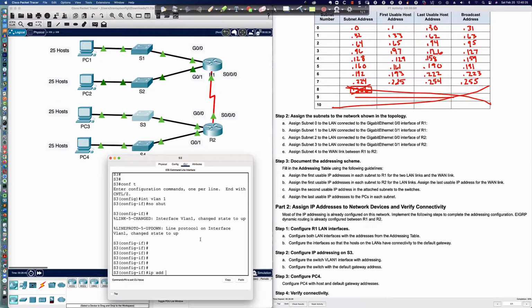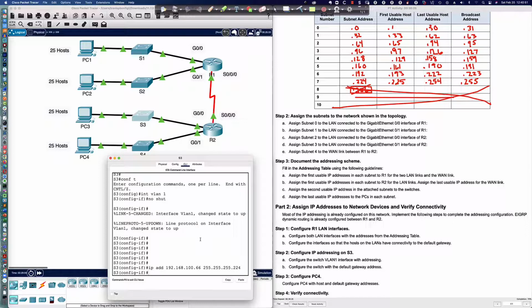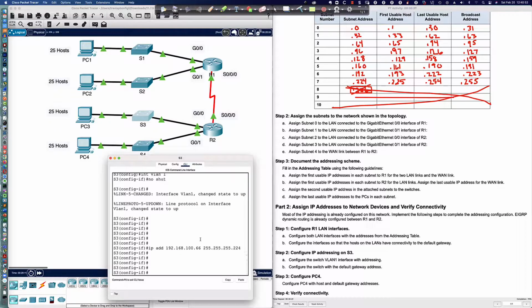So IP address, and this is the gig 00 interface. This is going to be subnet number 2, the third subnet. And so the second usable in subnet number 2 would be 66. So let's say 192.168.100.66, and we'll put that in. Very familiar subnet map, and that actually gave us quite a few points.